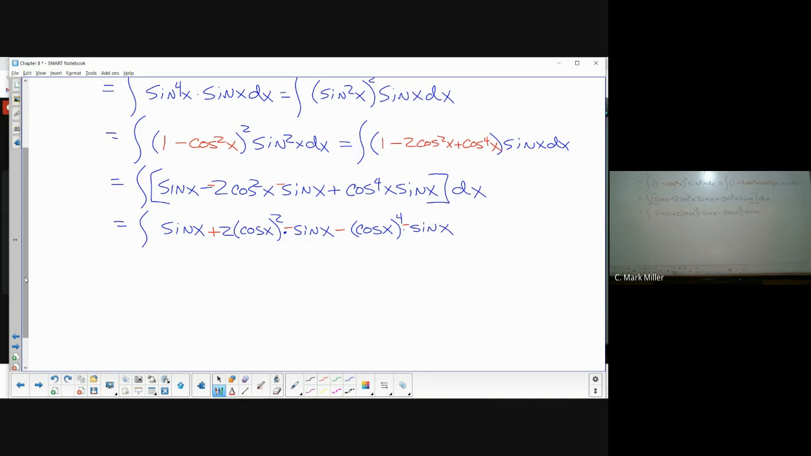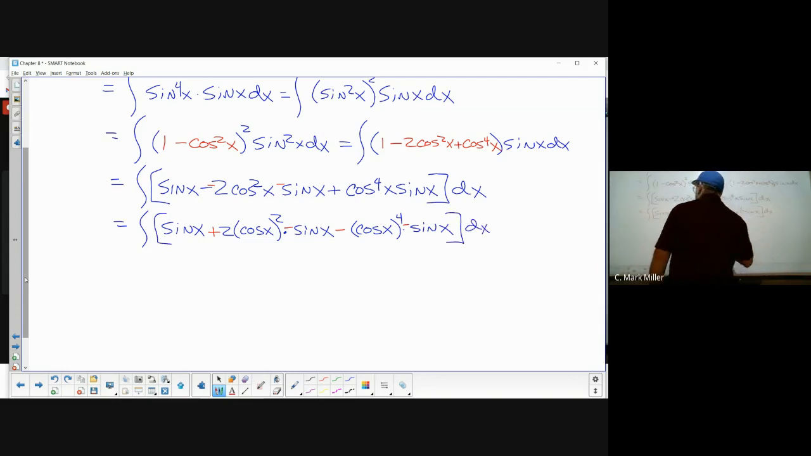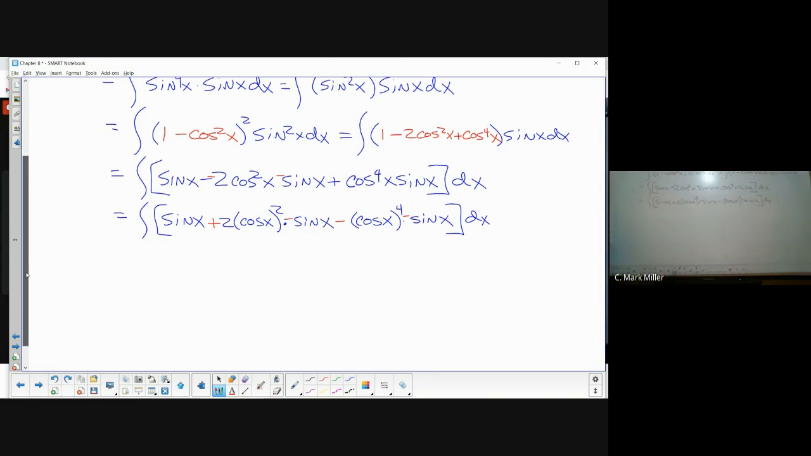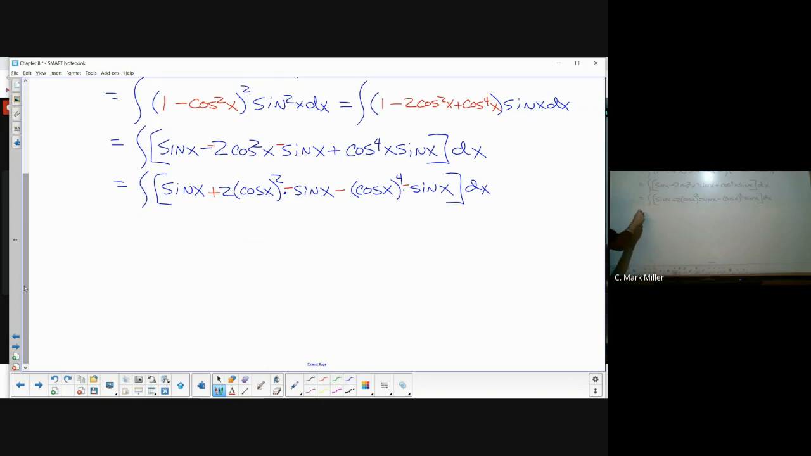But back to what I was saying before. If your derivatives of trigonometric functions aren't ice cold by now, it's not going to go well. Now we're ready to integrate. This is sine. Its antiderivative is negative cosine.